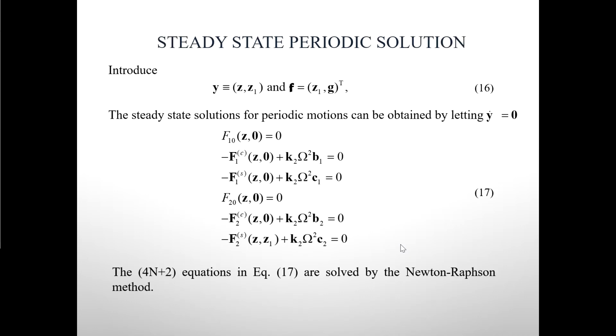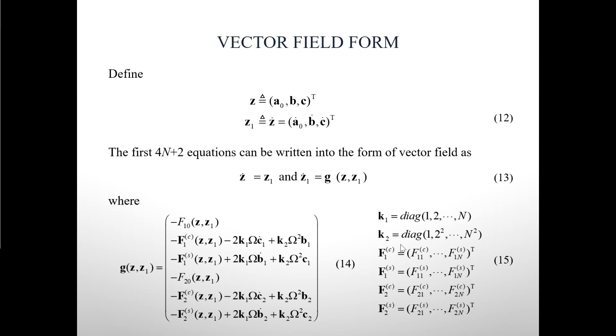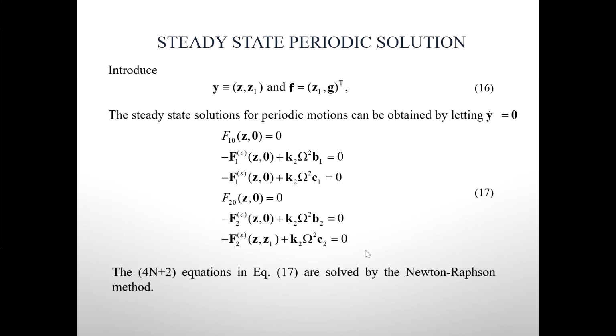To find the steady state periodic solutions, we need to let y dot equal 0. Then equation 14 can be rewritten as equation 17. The 4n plus 2 equations in equation 17 can be solved by using the Newton-Raphson method.